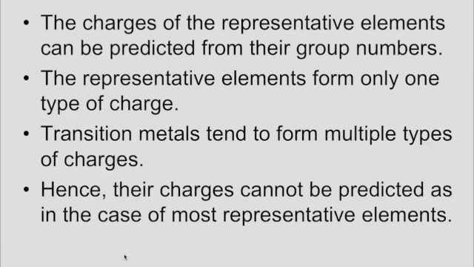The charges of the represented elements can be predicted from the group. So that's the periodic table that I showed you, where group 1 is going to carry a +1 charge, group 2 is going to carry a +2 charge. Halogens are going to carry a -1 charge. Your oxygen family is going to carry a -2 charge, and so on. Transition elements, we can't predict the charges because they can carry different charges.